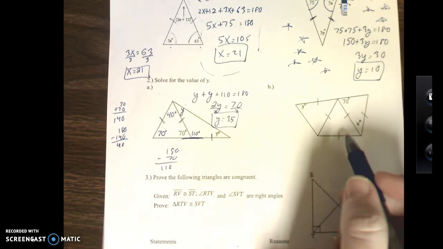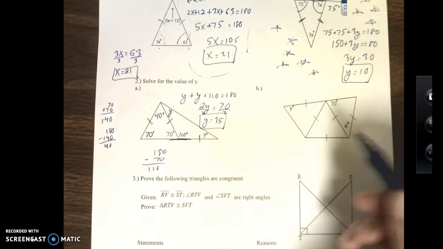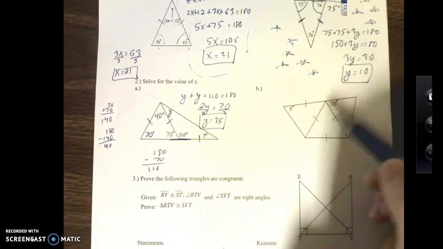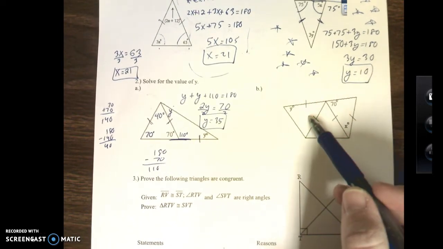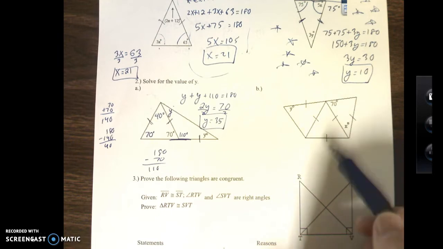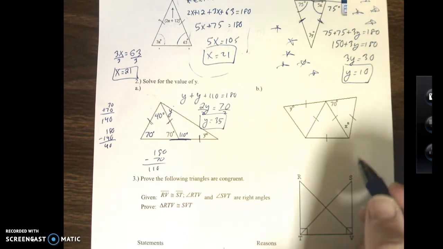Cool. Over here, this is much the same. All right. You've got actually a lot going on here. Triangle to the left, isosceles. Triangle in the middle, equilateral. Triangle to the right, isosceles.